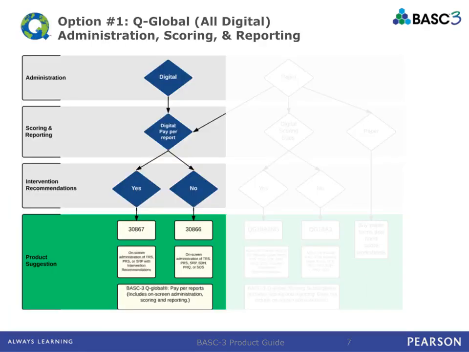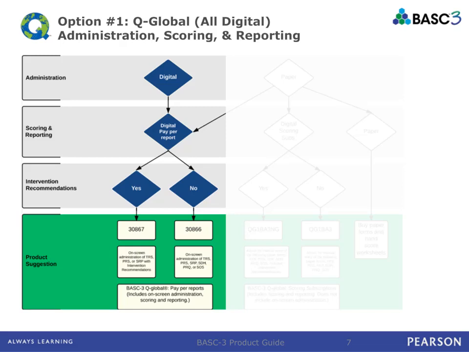In order to look at some of the specific product options, let's look at this from the perspective of the two overall options now, digital and paper, and then a hybrid option as well. First, the all digital. If you select QGlobal Digital Administration and Digital Scoring and Reporting, you can see then that the intervention recommendation decision will lead you to a couple of product possibilities. Here you can see a couple of product suggestions.